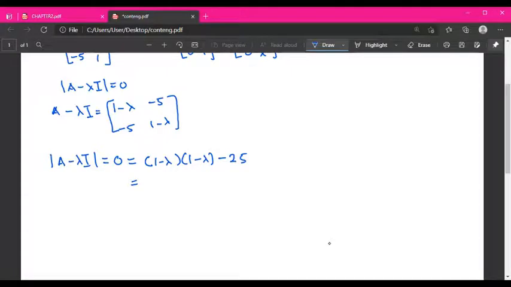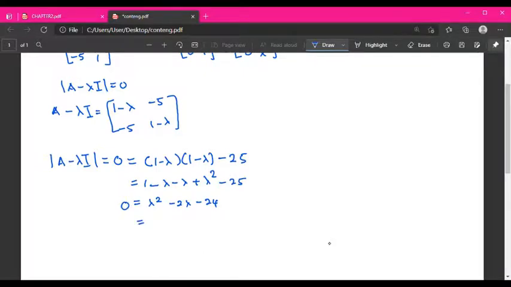So, seems that we need to expand this first. So, you akan dapat 1 minus 2 lambda plus lambda square minus 25. Solve this, then we will get lambda square minus 2 lambda minus 24. Alright, so how to solve lambda?